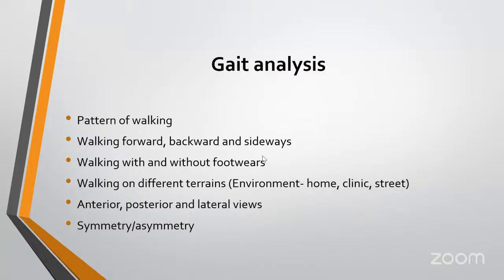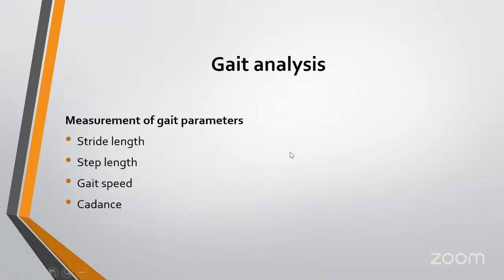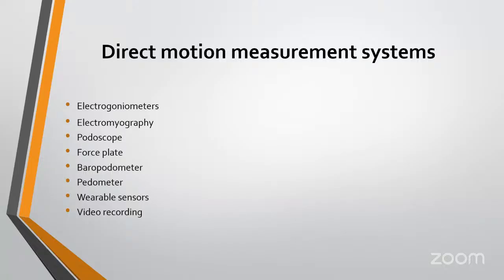So you have the anterior view of the patient, the posterior view, and the lateral view, and you check for symmetry and asymmetry. That's where you know that there's a weakness or a problem somewhere, and those are the things that need to be addressed in the patient. I've mentioned the measurements, the parameters that you look at, the spatial and temporal parameters, and some other direct motion assessments like electrogoniometers, electromyography, podoscope, and so on.